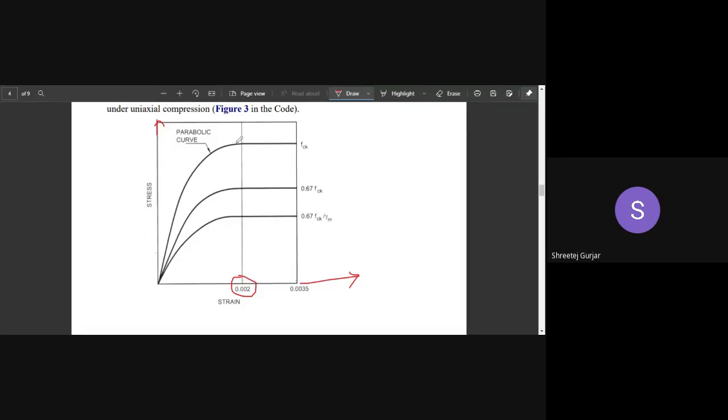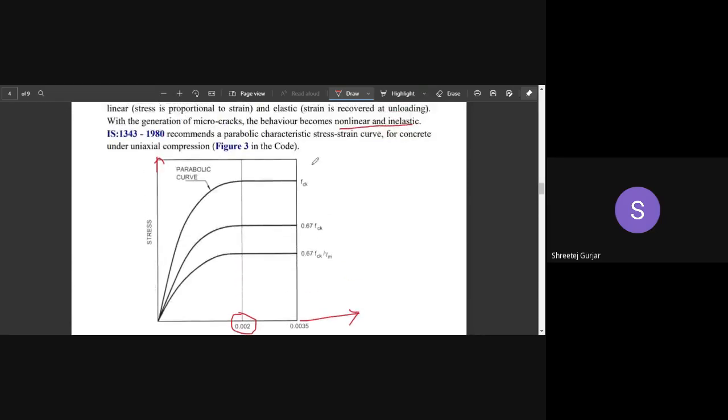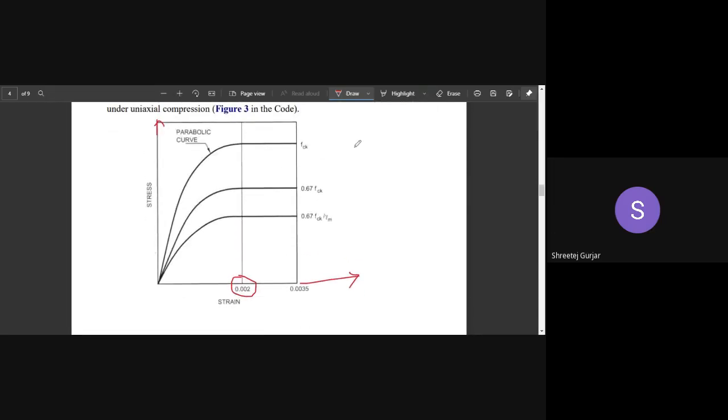So at a strain level of 0.002, your stress becomes constant and your strain goes on increasing. We consider the stress value only up to a strain value of 0.0035, because after this value you can see that the curve has become straight. So we consider a maximum strain value of 0.0035.